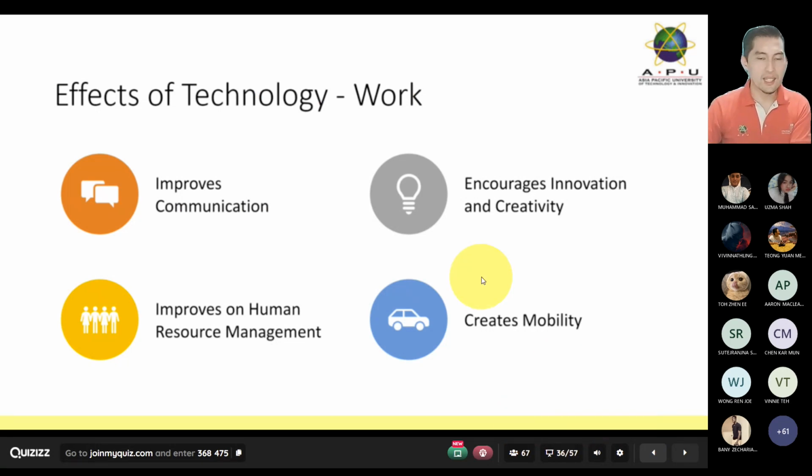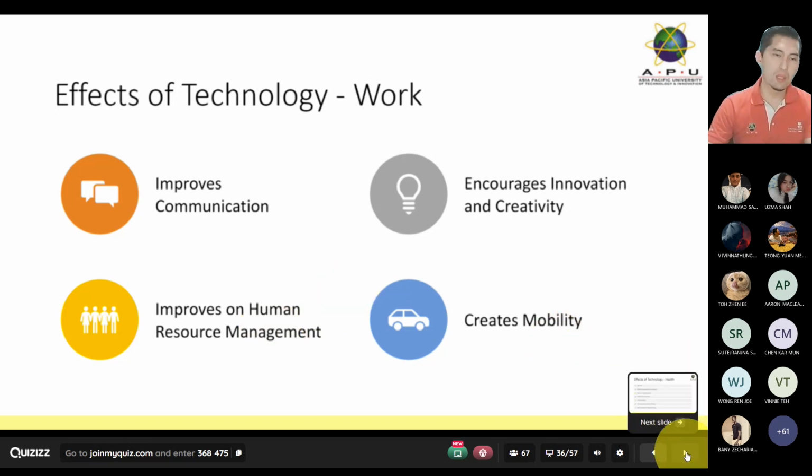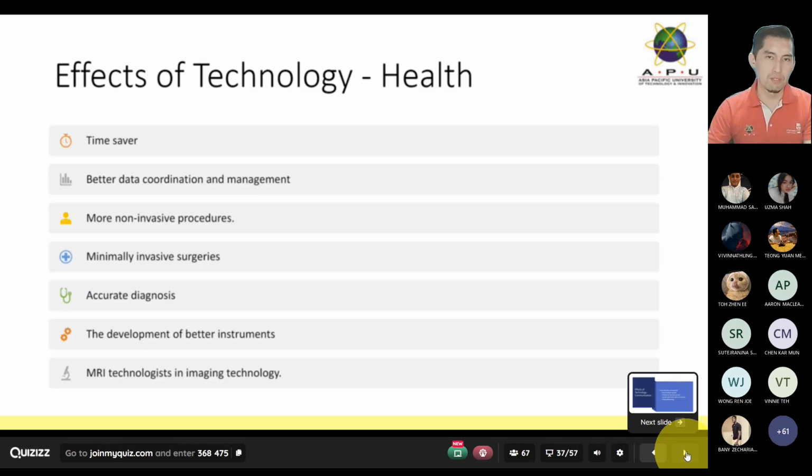Effects of technology towards work. I think this is something that as students you can definitely relate to as well. A lot of things that you do now as part of you being a student will also be quite similar when you do it in relation to work. Improves communication, encourages innovation and creativity, thinking out of the box, improving management of many different aspects, not just human resource management, but you managing your work, you managing the data that you have as well. Creating mobility, right? Because as we all know, in terms of telecommunication, is also a positive effect for work.